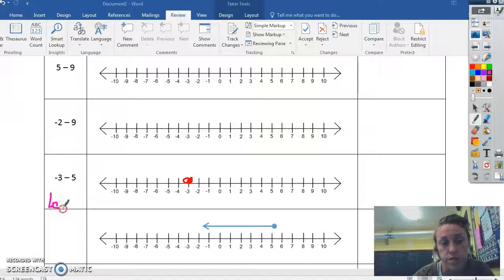What tells us to go to the left? That negative. And I'm going to go ahead and rewrite this too, so you guys can clearly see this. This is how I write it, and you'll see later on that there's a problem very similar to that. 3 plus -5.